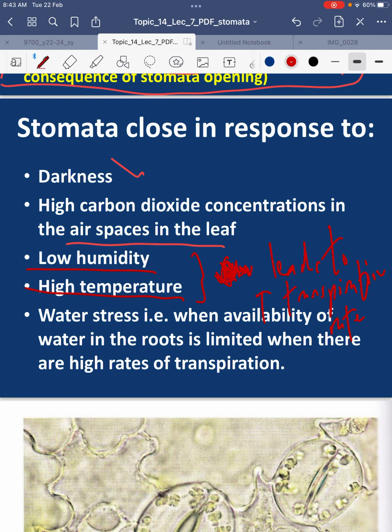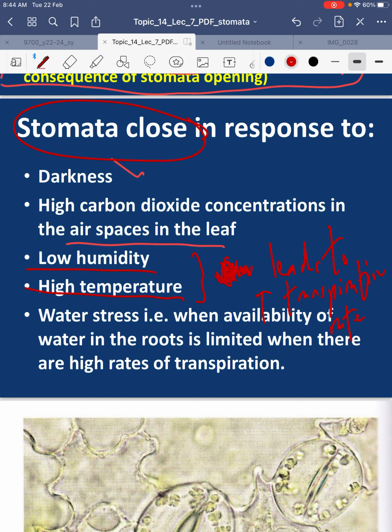So low humidity and high temperature will lead to an increase in transpiration rate, and that's why the stomata will have to be closed, because otherwise the plants will lose too much water vapor. So in conditions which can lead to high transpiration rate, the stomata will close. Low humidity outside will increase transpiration rate. High temperature as well will also increase transpiration rate.